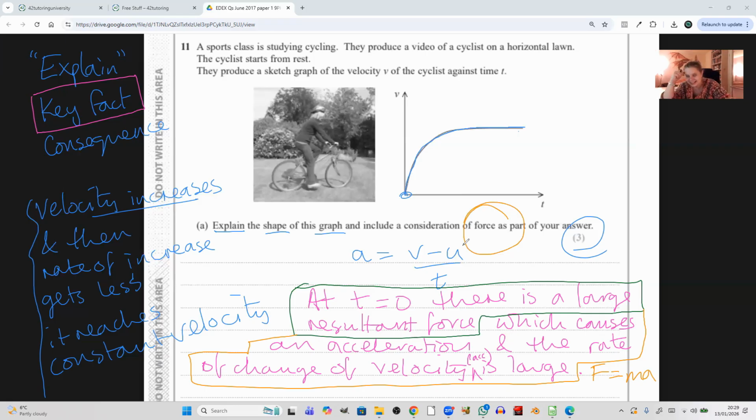Oh, that's good. Can you see my next key fact is as the speed increases, the drag or the friction increases. I've run out of room, so I'm going to go up here. So as V increases, the drag or friction increases. Right, so there is my next key fact. Woohoo! Right, so what's the consequence of the friction increasing? What happens to our resultant force?